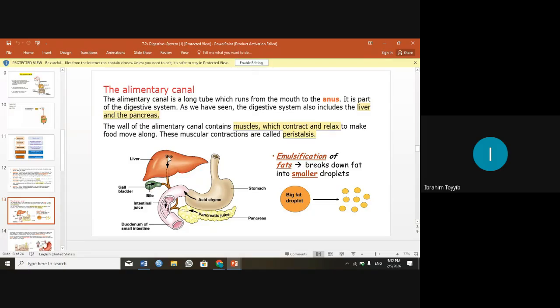And this is the bile. This is the liver. The bile is being produced by the liver, and it will come into the gallbladder to be stored. So the major function of the bile is what? Emulsification of fat, which means breaking down fat into smaller droplets. So big fat will be broken down into smaller droplets like this.